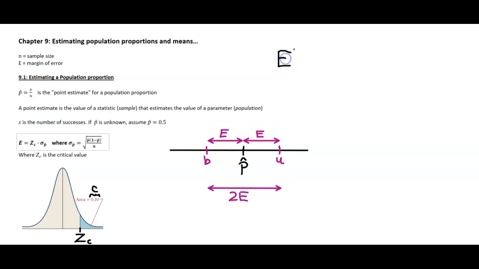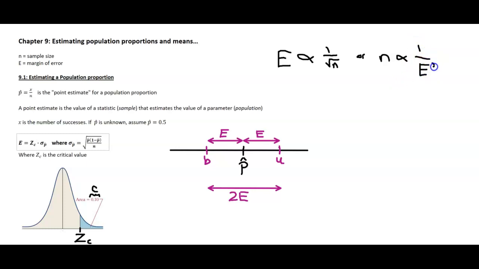So E is proportional to 1 over the square root of N, or you can also write it, N is proportional to 1 over E squared.